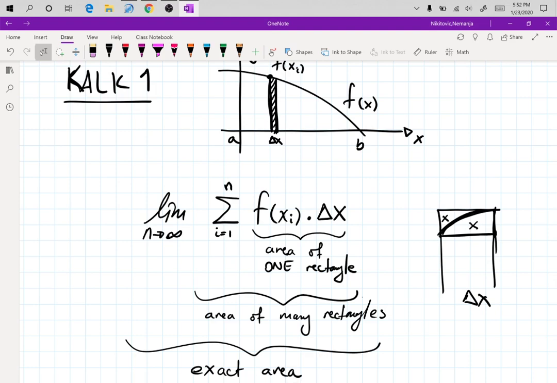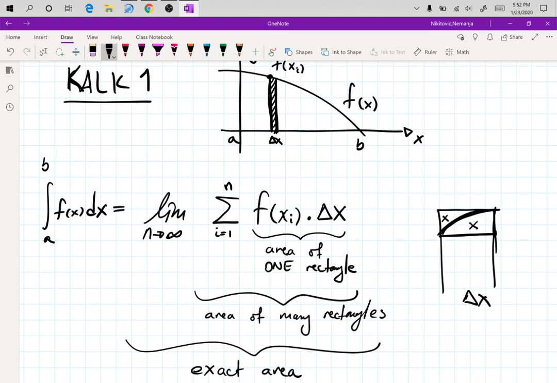And this is what you guys learned in 5.1 and 5.2 in your Calculus 1, and you know this as a Riemann sum, area under the curve, and it was denoted by the definite integral between a and b of f of x dx. So this definition was there, and now I have it here broken into pieces.